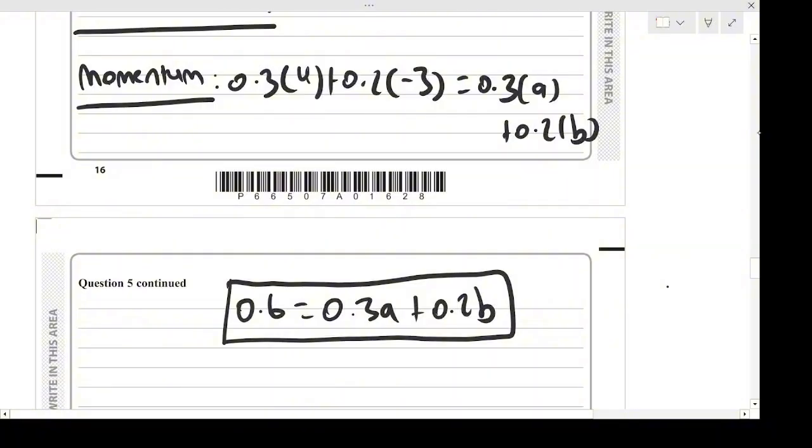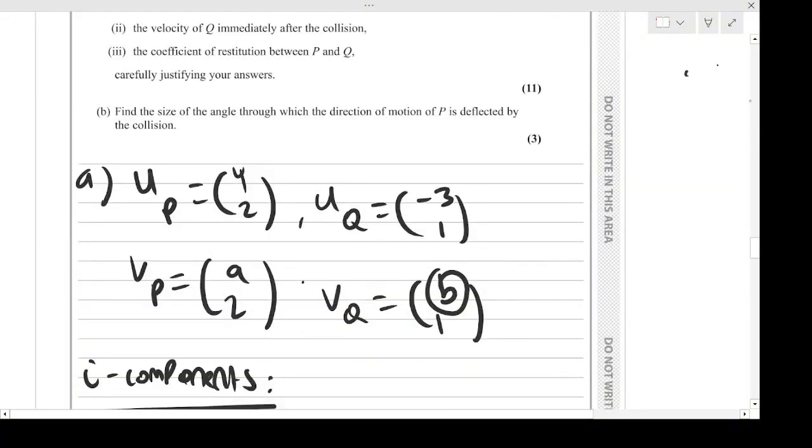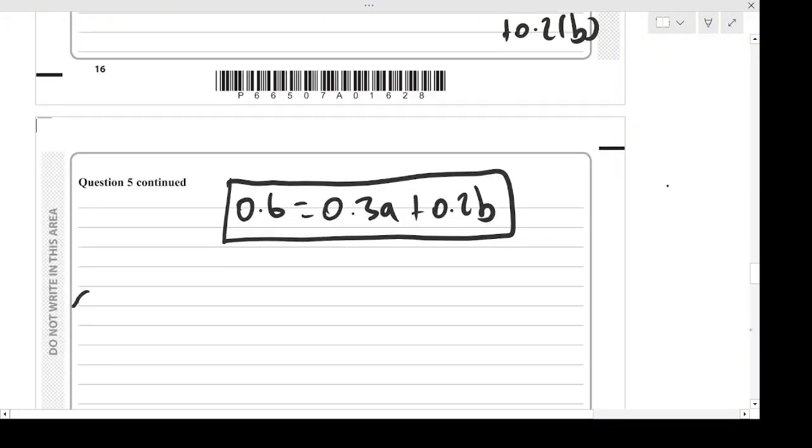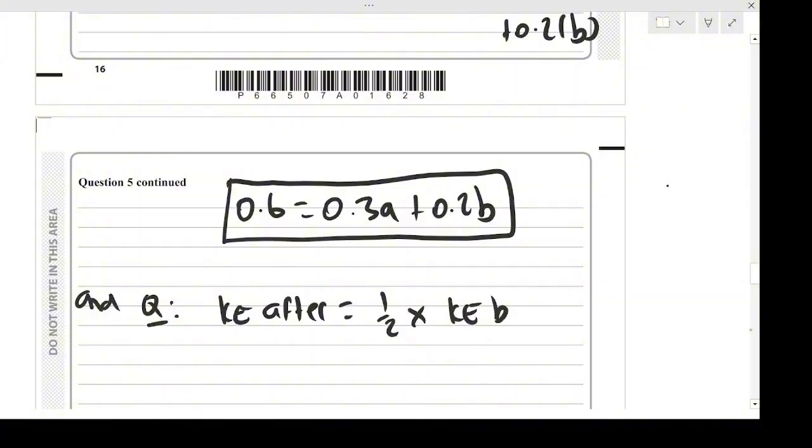Now I would then proceed to use restitution, but I don't have any information about restitution. In fact, it wants me to do that in the third part of the question, so I can't do that here. But what I am told is stuff about the kinetic energy, so I'm going to need to use that instead. Now I'm told the kinetic energy of Q after the collision is half the kinetic energy before. So if I just write that down, for Q, the kinetic energy afterwards is a half of the original kinetic energy, so the kinetic energy before.